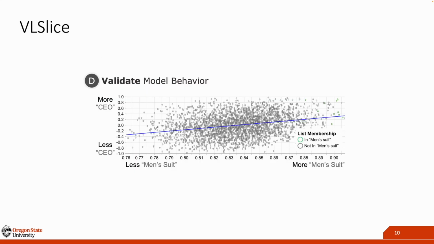Finally, a user can validate the model's behavior on their slice by plotting all queried images' visual affinity with the slice against their intermodal similarity with the text attribute. For our slice capturing men's suits, we see a positive relationship, indicating that the model has a positive association between people wearing men's suits and being like a CEO.